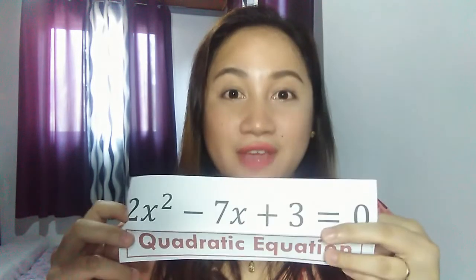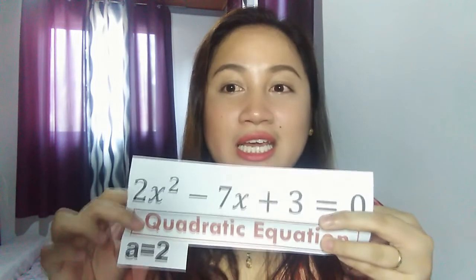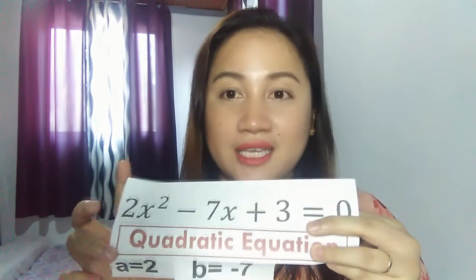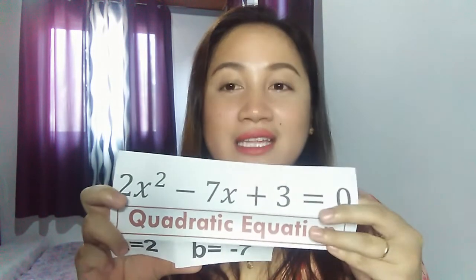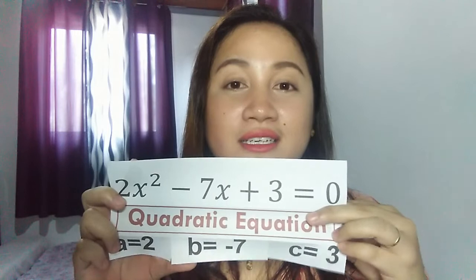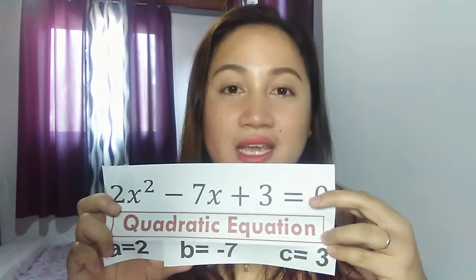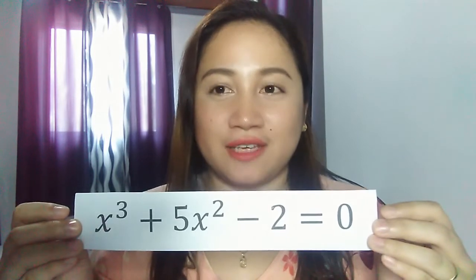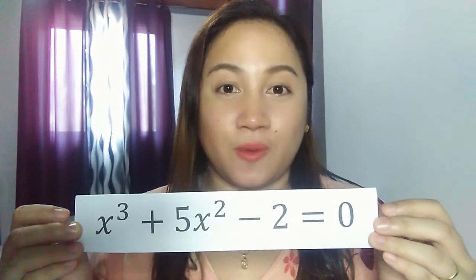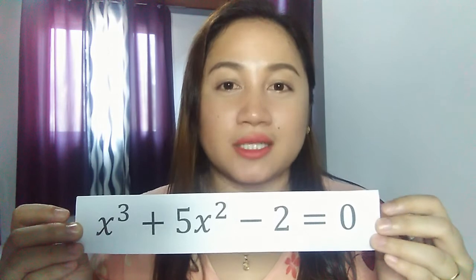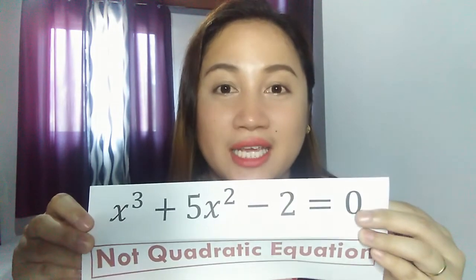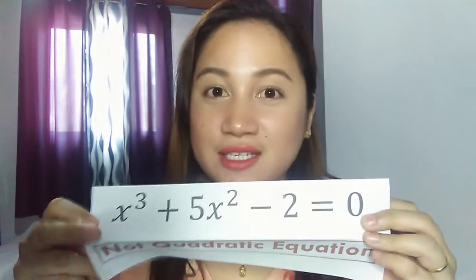So, for the value of A in this quadratic equation is 2. Ang value naman ng B is negative 7. At ang value naman ng constant term na si C is 3. This is for our third item. So, the given is x cubed plus 5x squared minus 2 equals 0. The answer is, it is not a quadratic equation. Kasi, the highest degree is 3.